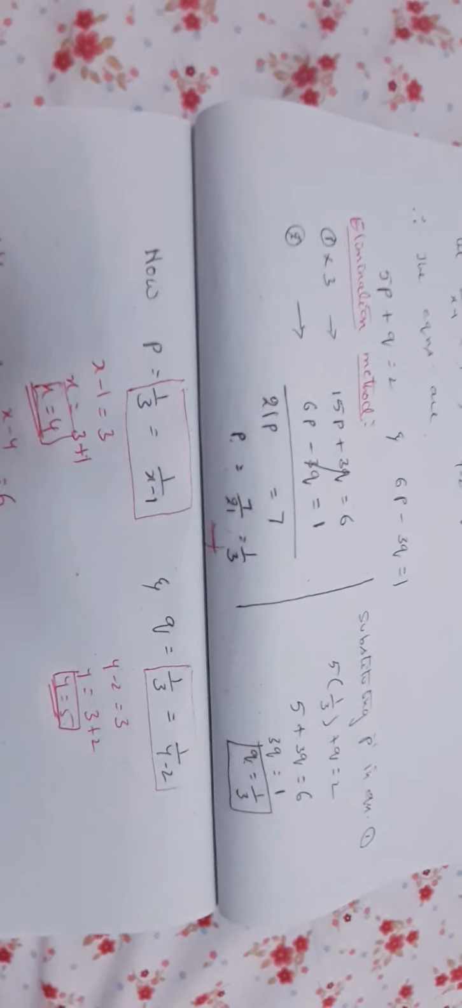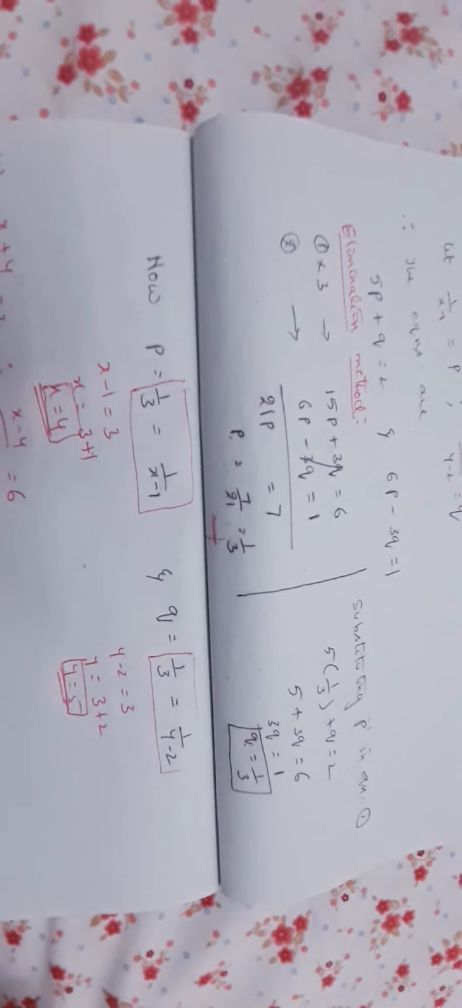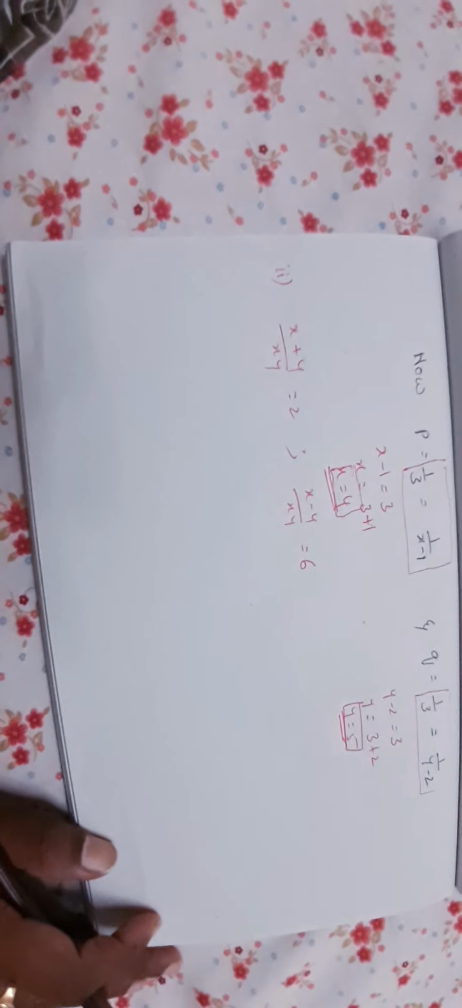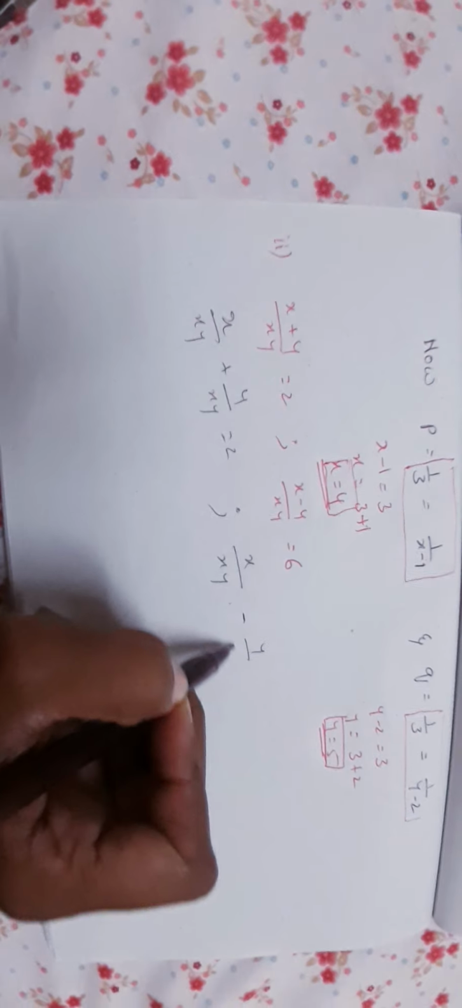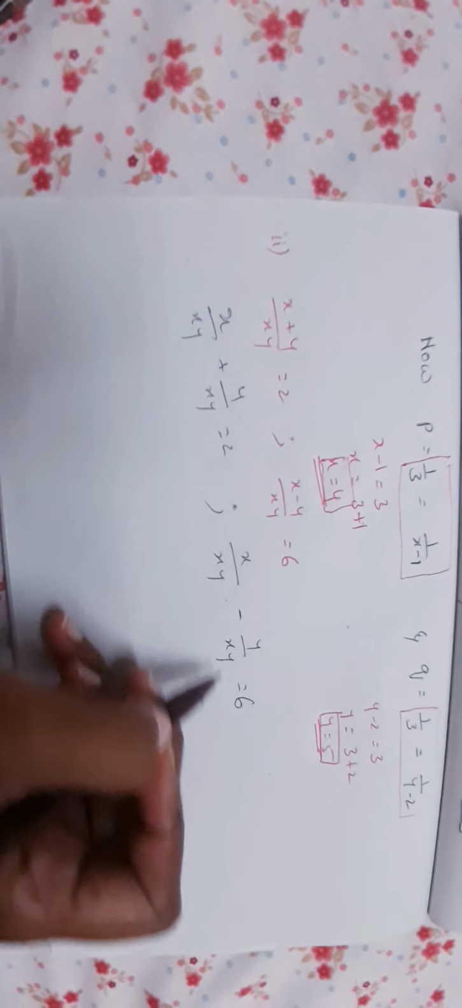Yes. So now let us see another problem. So I am taking the first problem, second bit from exercise 4.3. So now here x plus y by xy is equal to 2. X minus y by xy is equal to 6. So how to simplify this? Now split this one, right? X by xy plus y by xy is equal to 2. I am doing it simultaneously. X by xy minus y by xy is equal to 6.